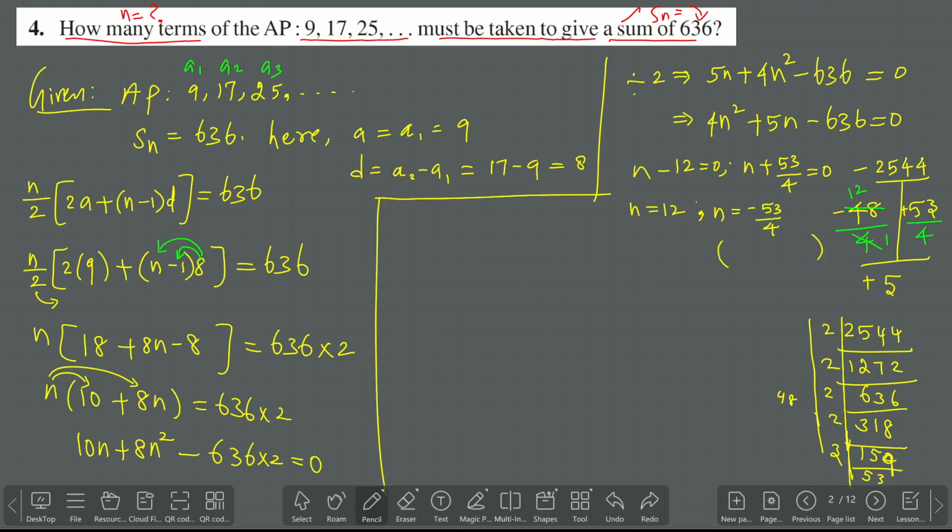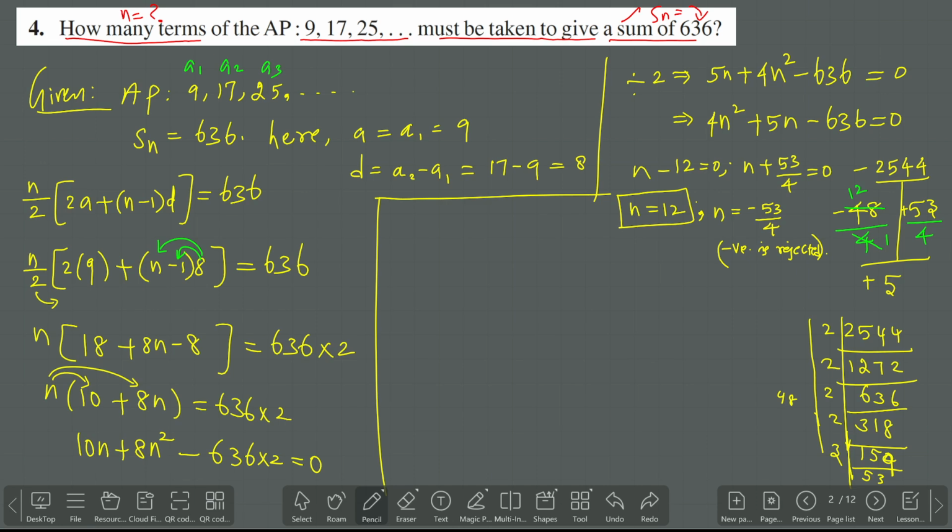A negative value and rational number is rejected for n. So the negative value is rejected. Understand? Then the n value we can take as 12. That's it. They only asked how many terms to find. So when we go 12 terms addition, we are getting 636. That means S12 equal to 636. That is the meaning here.